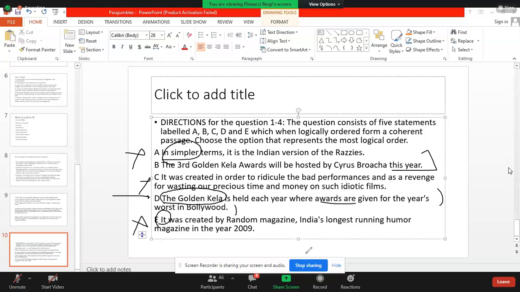So when you look at all the other answer options, students, what you realize, sorry, students, just a second. Students, just give me a moment.